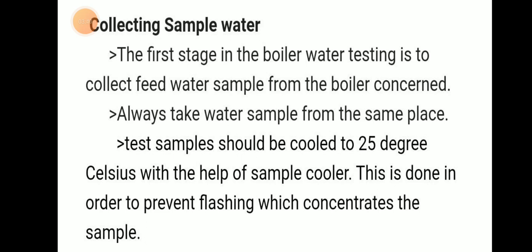Collecting the sample should be the first stage in boiler water testing. Always take the sample from the same place. The test sample should be cooled to 25 degrees Celsius with the help of a sample cooler, to prevent flashing which concentrates the sample. If the sample is colored or turbid, filter paper should be used before testing. If the sample still remains turbid even after the first filtration, the same filter paper should be used again, as it becomes more retentive after the second filtration.